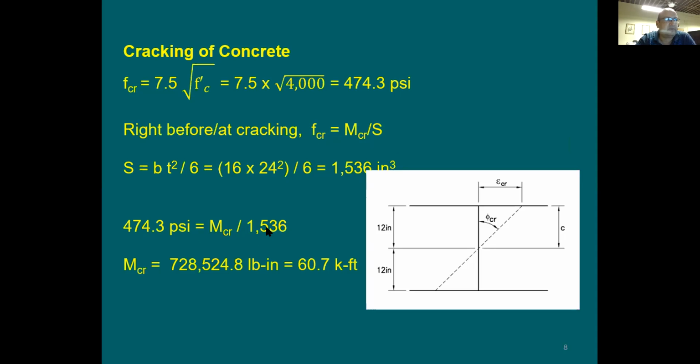Now let's think here about units. The stress here is pounds per square inch, and this section modulus is inches cubed. Multiplied by each other it is going to be pound-inch. I'd like to see this in kip-foot. So to get it to kip-foot, I need to divide this by 1,000 and then divide again by 12 to put it in kip-foot. And this is how I came up with this 60.7 kip-foot. Any questions?